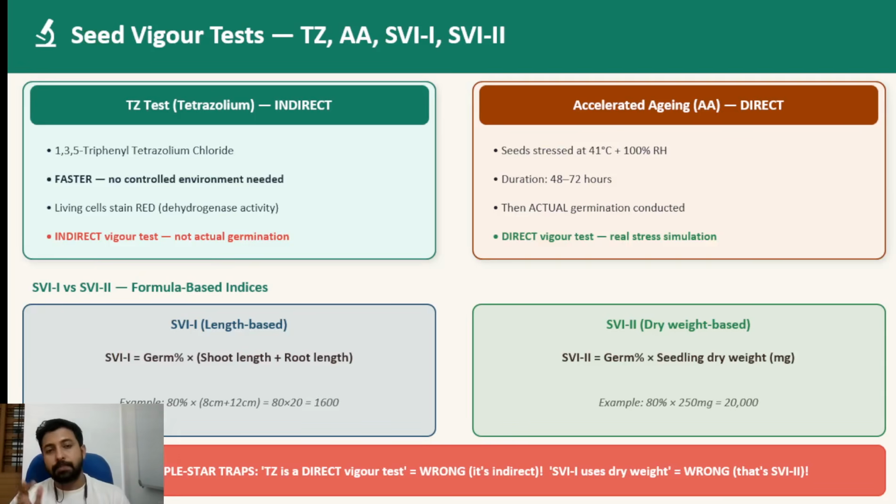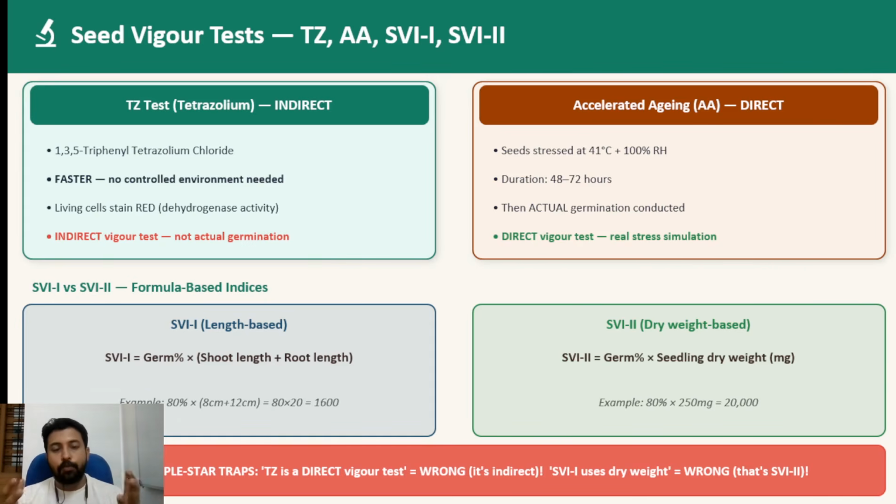Okay, then comes the seed vigor tests, the different seed vigor tests. There is the direct seed vigor test, the direct number based test, and there are other tests like seed vigor index based tests. Both the seed vigor test and the seed vigor index can be called tests for seed vigor.